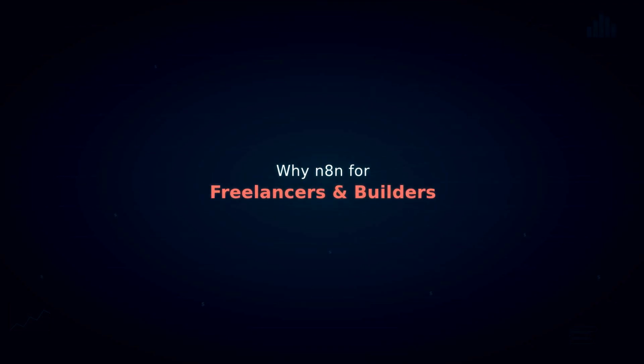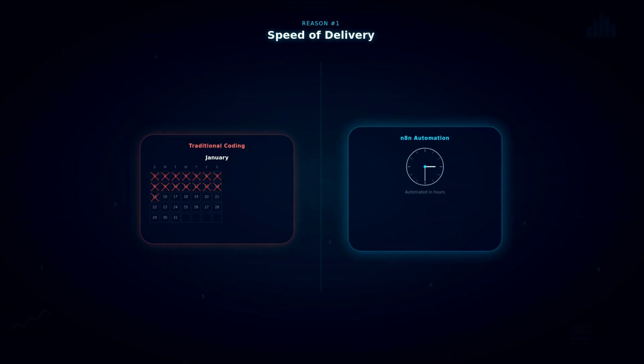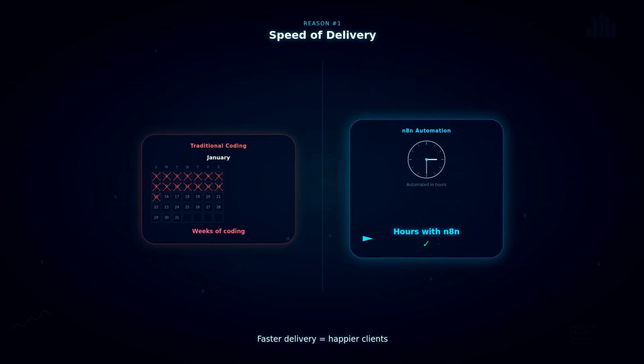So you've seen how easy n8n is. But why did I choose it for my own freelancing business? And why should you consider learning it? First, speed. With n8n, I can build automations 10 times faster than writing code from scratch. That means I can charge less than a software developer, but still make great profit, or deliver faster and win more clients.